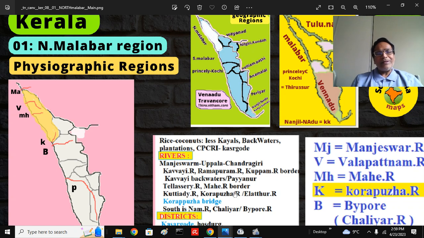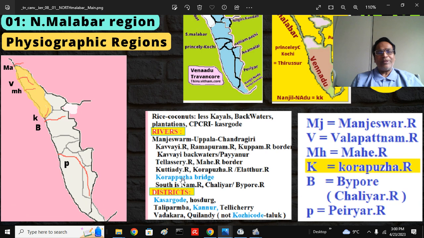Then crossing the Korapuzha bridge. Puzha is a Malayalam term for a river. Periyar river, Periyar Puzha. Bharathappuzha, Bharathapuzha river. Like that, puzha is a river. Sometimes we will use puzha, sometimes omit it.